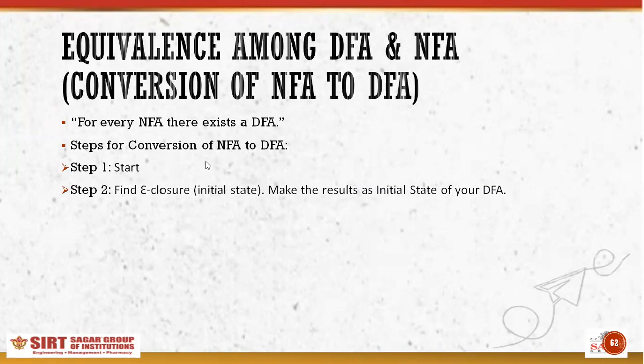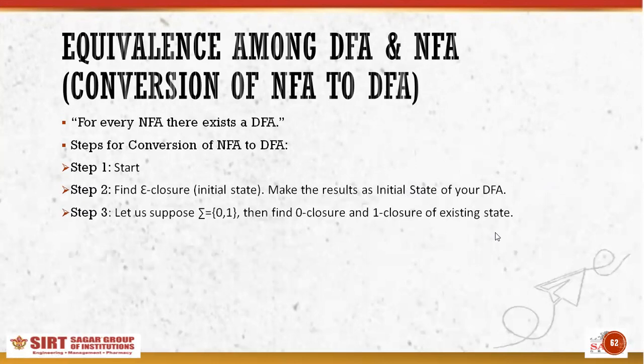First of all, I have to find the epsilon closure of the initial state. By epsilon closure of the initial state, I mean: on giving epsilon, that is the null string, to the initial state of the given machine, what is the result? Whatever result you get, make it the initial state of the DFA which you are trying to find. The next step: let us suppose that you have two input alphabets, 0 and 1.